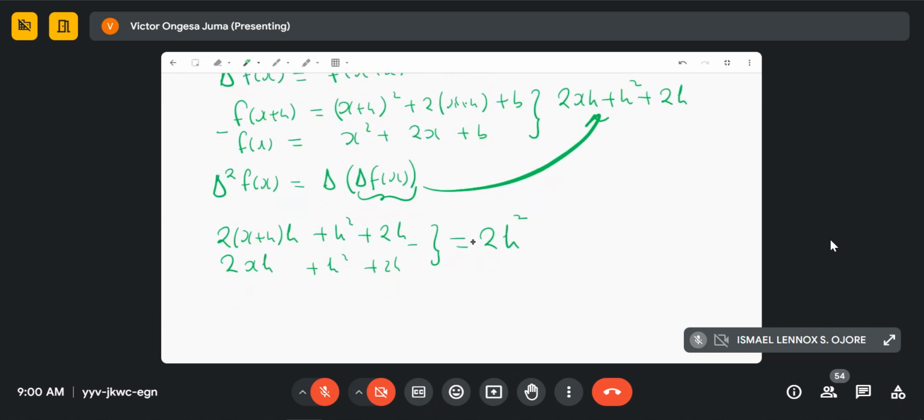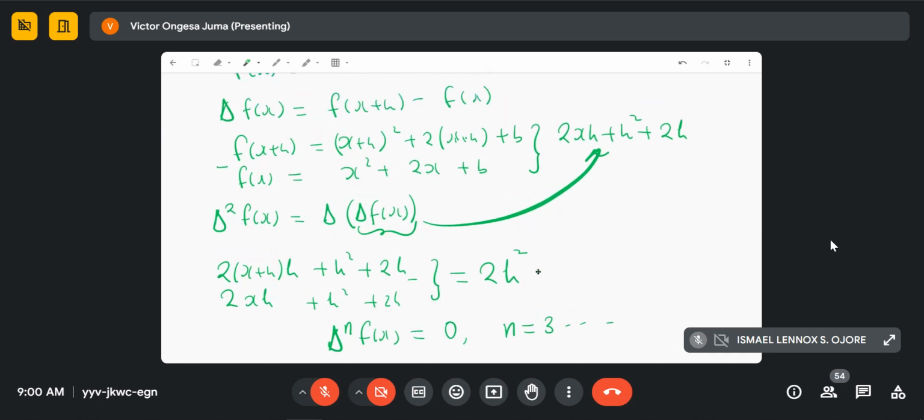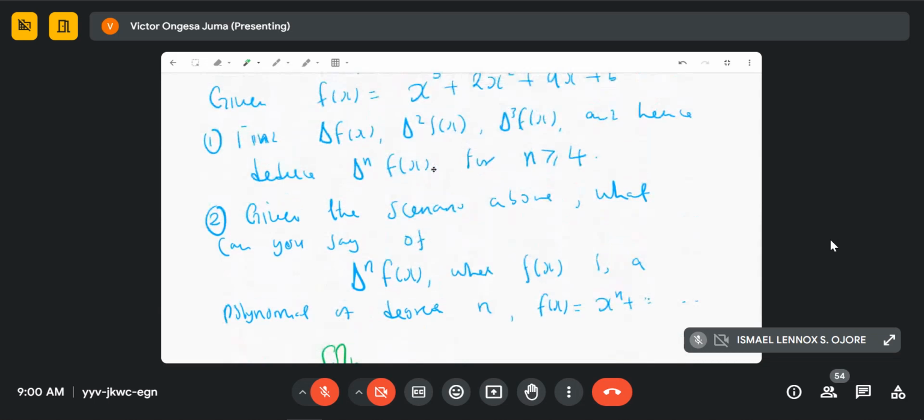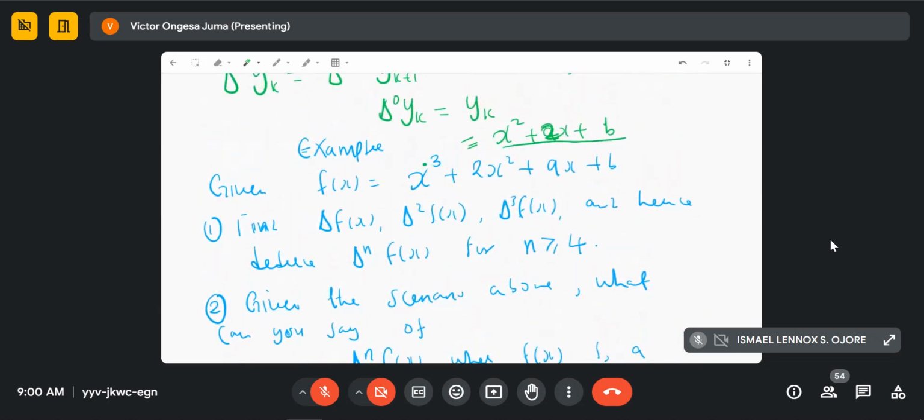And this being a constant, it means all the subsequent ones will be 0 for n equal to 3 and above. Because now we have gotten a constant. And that's the result I wanted you to comment on in this part. That if you have a polynomial of degree n, then the nth forward difference is the same as what? n factorial h to the power n.